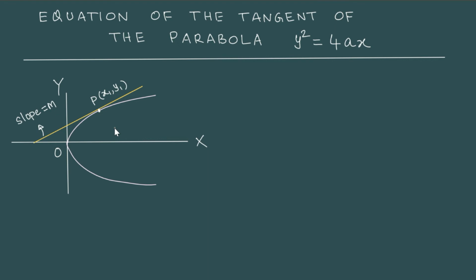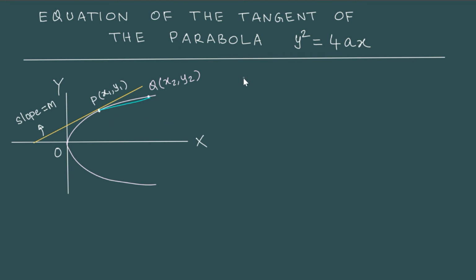line which cuts the curve at 2 points. So one of the points is P. Let's say the other point is Q here. Let the coordinates be x2, y2. Now, if a line cuts the curve in 2 points, we know it is called the secant. So let's first write the equation of this secant line.